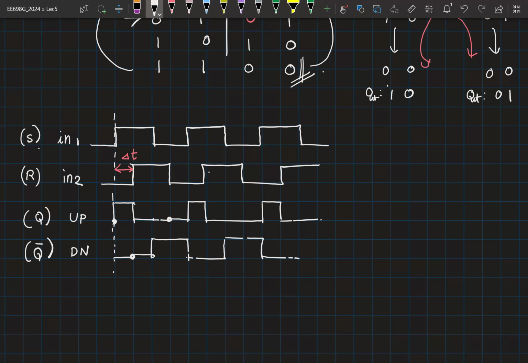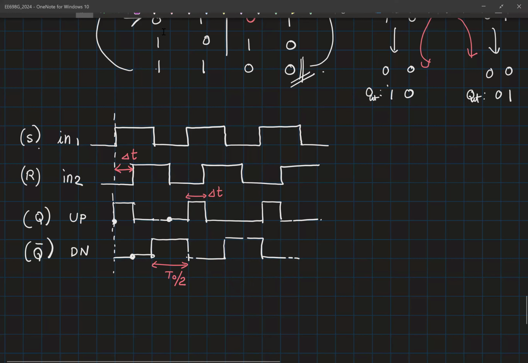This is okay? So tell me the width of both the pulses. What is this width? This is delta t. What about this? This is whatever is the time period divided by 2. Okay. Now it looks like the information we want is in the up signal. Right? It looks like we should define our VPD as up.